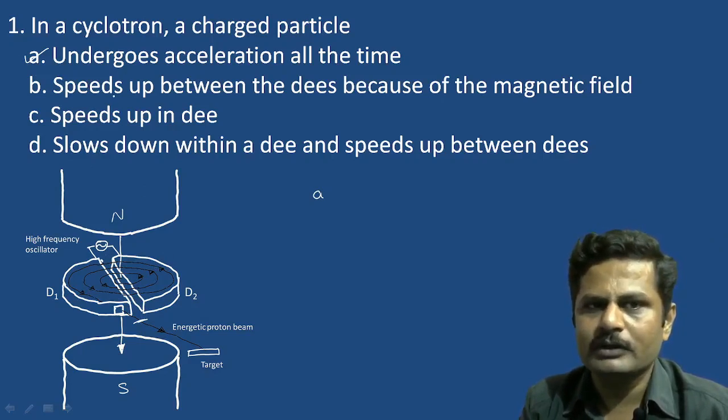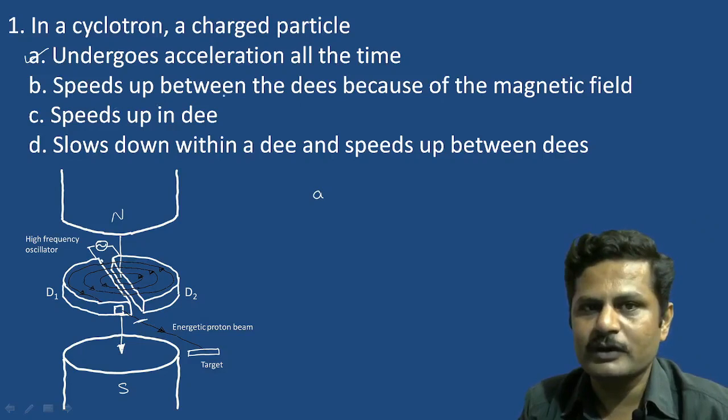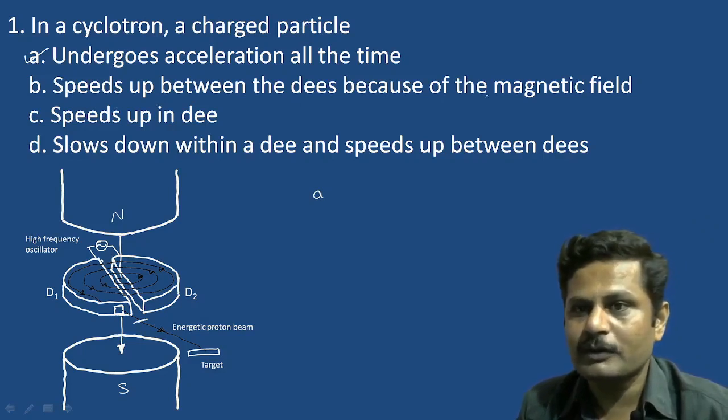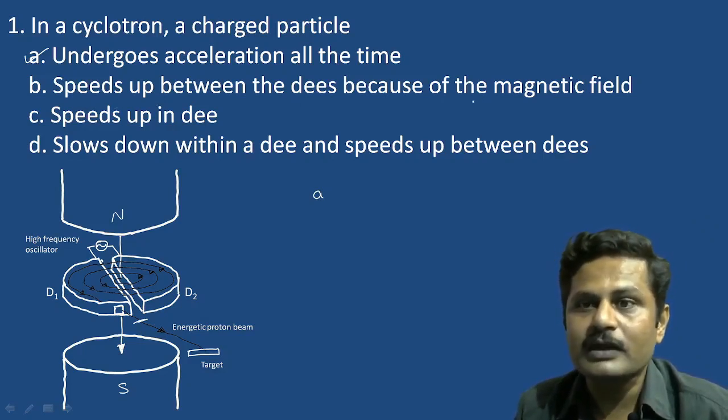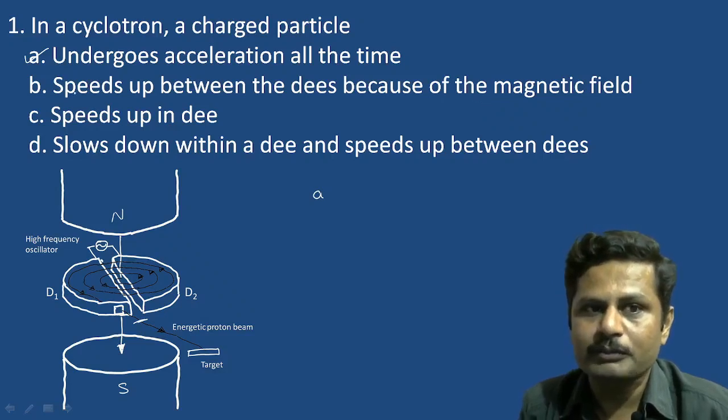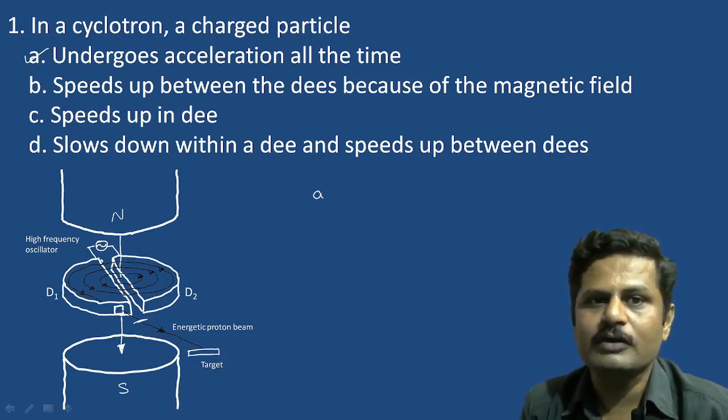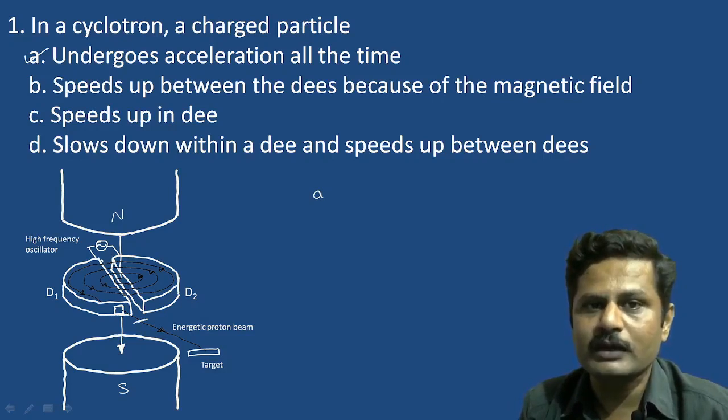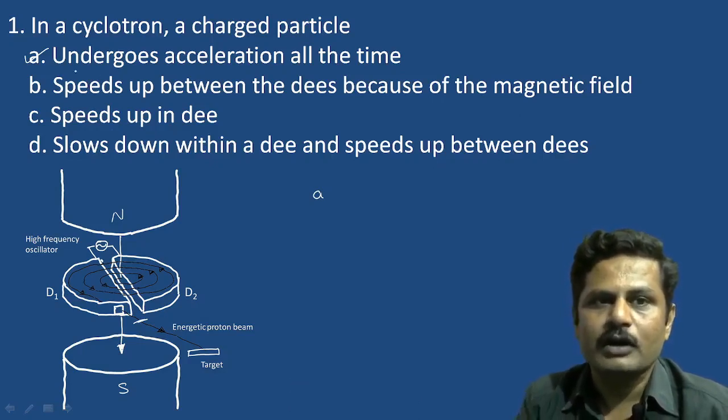In option B, it speeds up between the D's. Yes, a charged particle speeds up between the D's, but not because of the magnetic field, it is because of the electric field. So option B is not the correct answer. Next, speeds up in D or slows down within a D. Within a D, there won't be any increase or decrease in the speed of the charged particle. It only speeds up between the D's because of the electric field. So option A is the correct answer for this question.